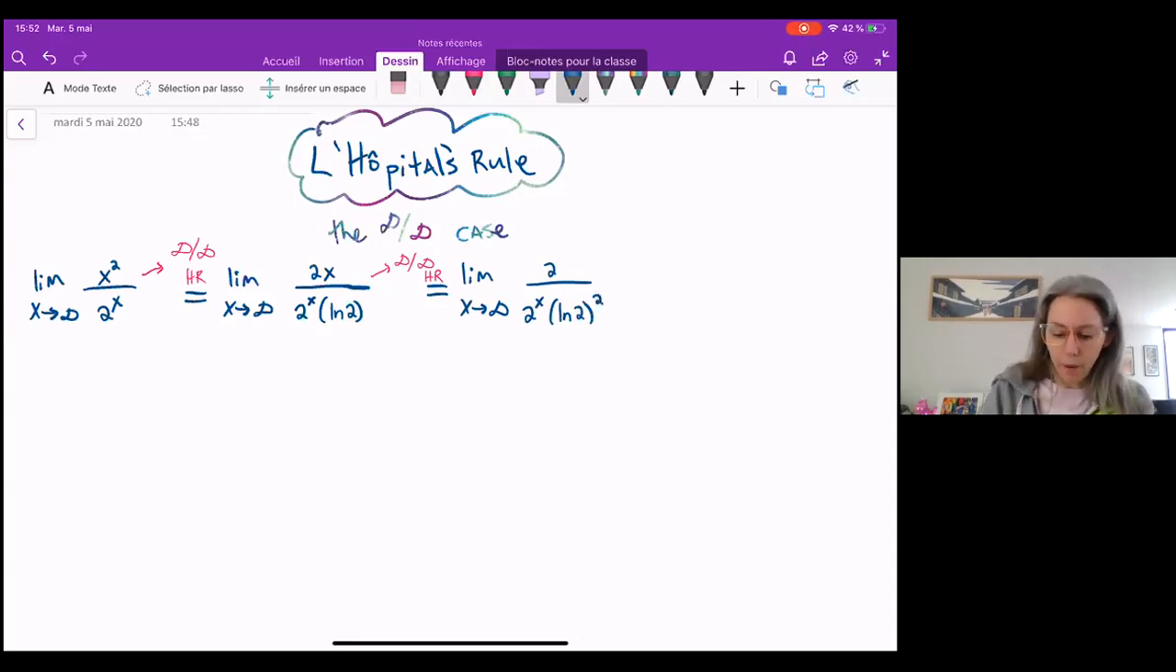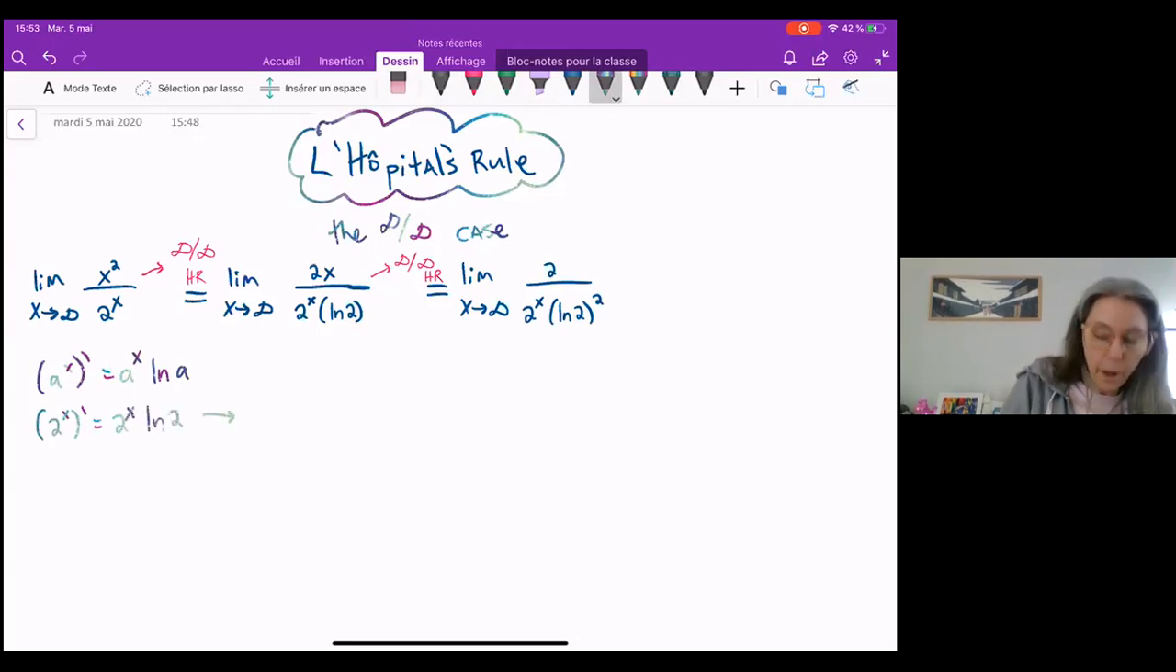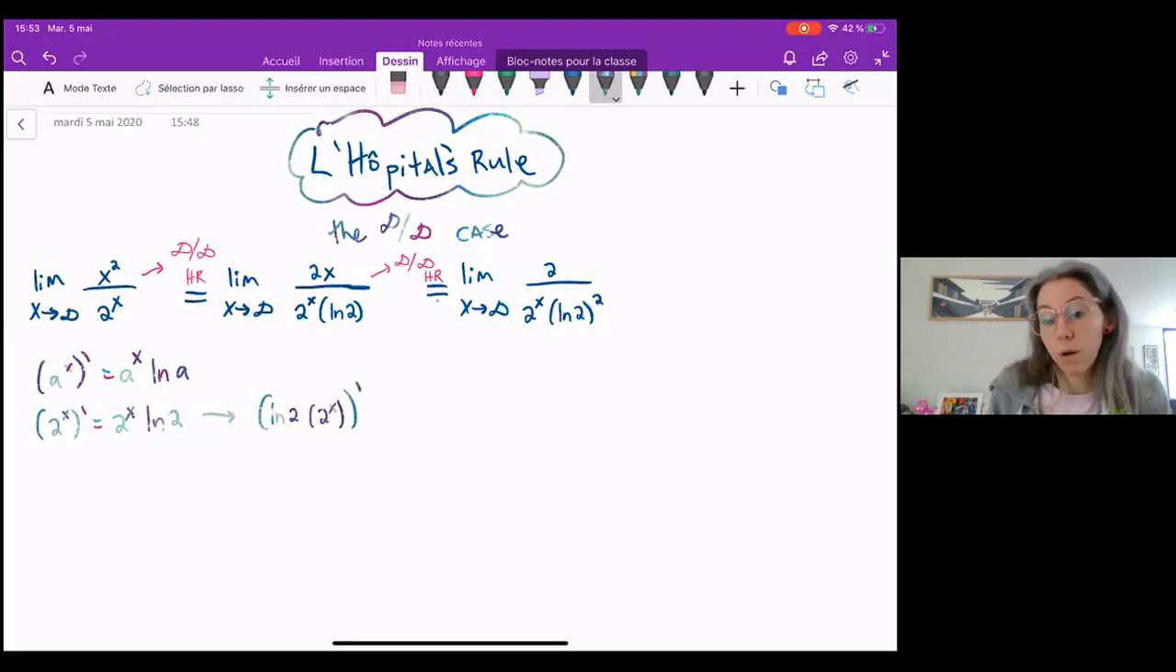Let's just briefly talk about that derivative. What we said is that the derivative of a to the x is a to the x ln a, which meant that the derivative of 2 to the x was 2 to the x ln 2. But ln 2 is just a constant. It's just a number, like a 5 or a 7. So if I were to do ln 2 times the derivative of 2 to the x, I'm going to move that ln 2 to the front because typically we put constants in the front. So this might help us to think about this.